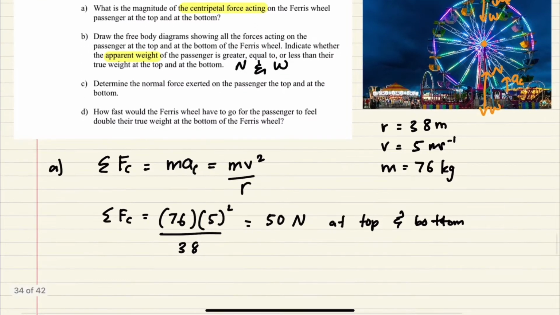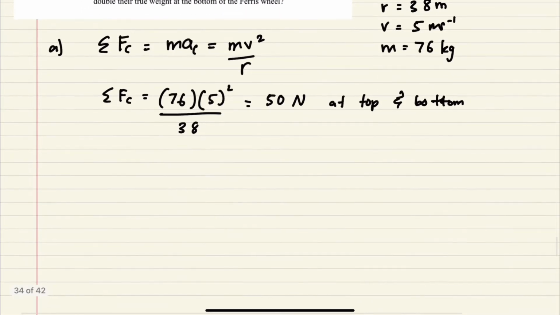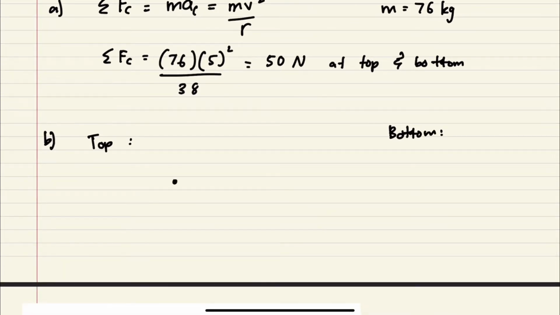Okay, so if I want to redraw those free body diagrams, at the top and at the bottom, at the top here will look something like this. Weight going downwards, normal going upwards, same goes to the bottom. The only difference would be the AC direction. At the top, AC is pointing downwards, at the bottom AC is pointing upwards.